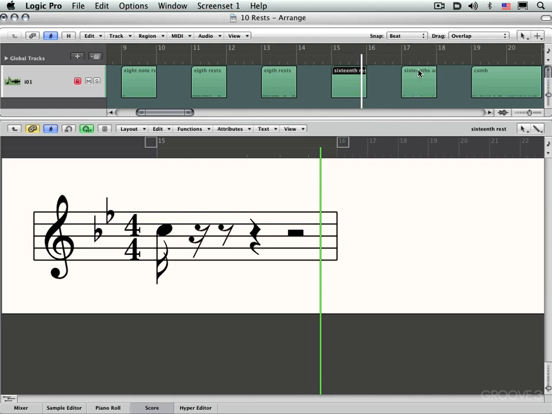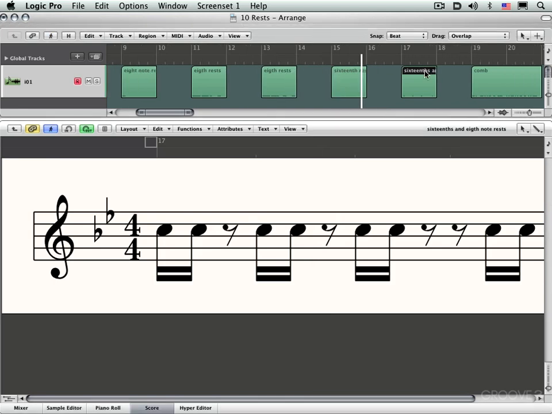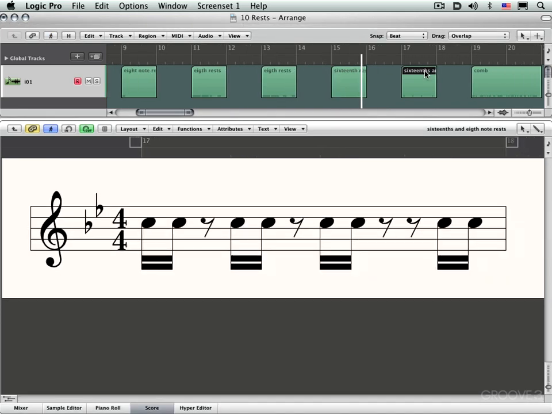Let's go to our next example, and I'm going to shrink this a bit smaller so that we can view it all in one bar here. There we go. So now we have groupings of 2 16th notes, we see that with the double beam, and an 8th note rest, which takes up the equivalent of 2 16ths.